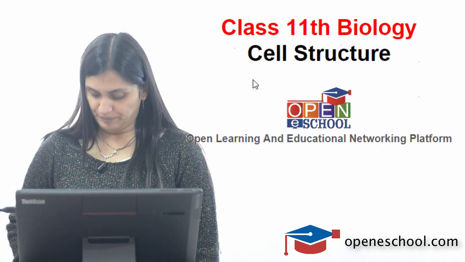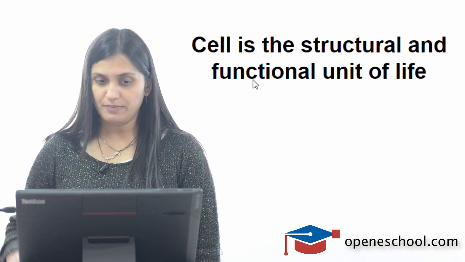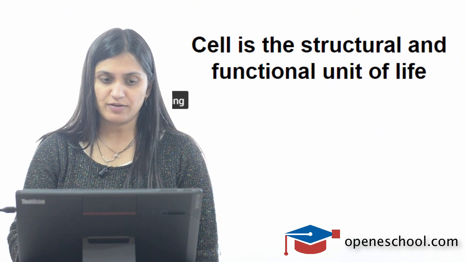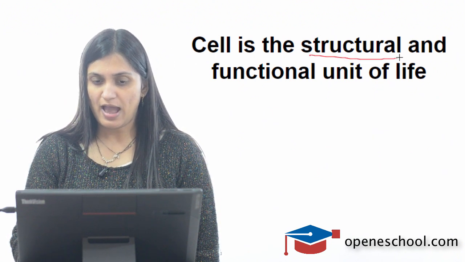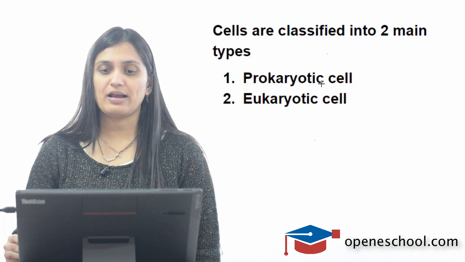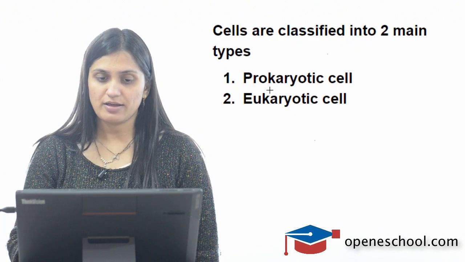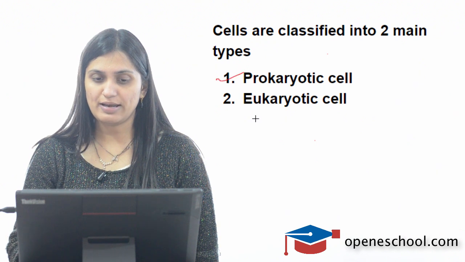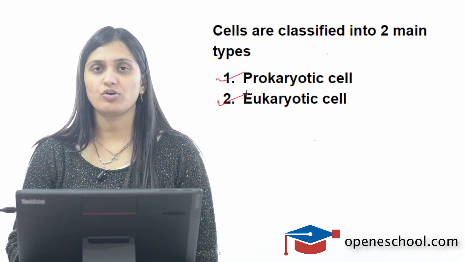So, that is why we can say that the cell is the structural and functional unit of life. Now, the cells are classified into two main types. The first one is the prokaryotic cell and the second one is the eukaryotic cell.